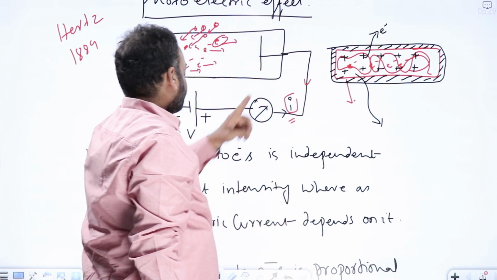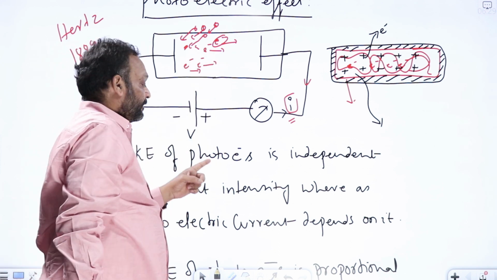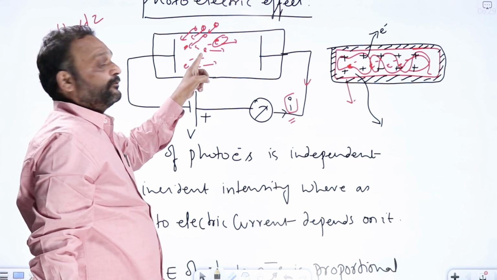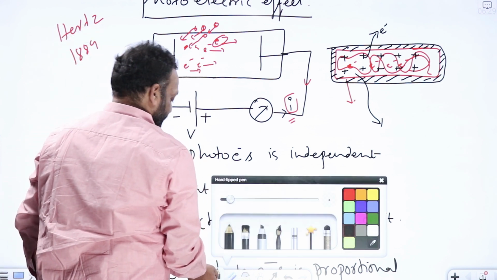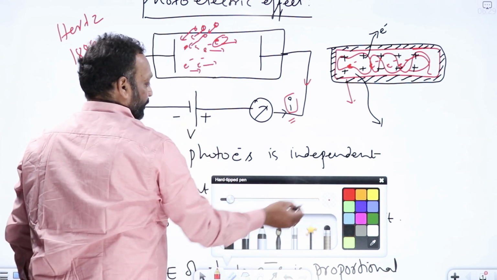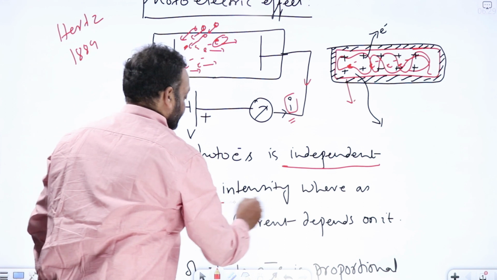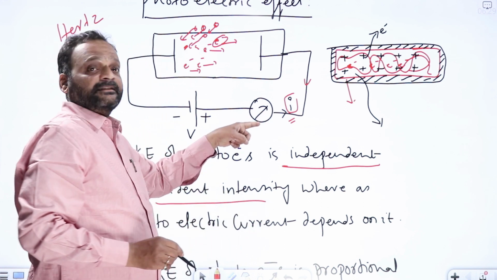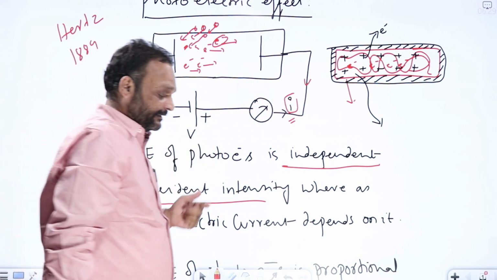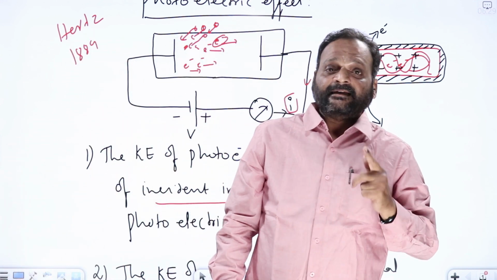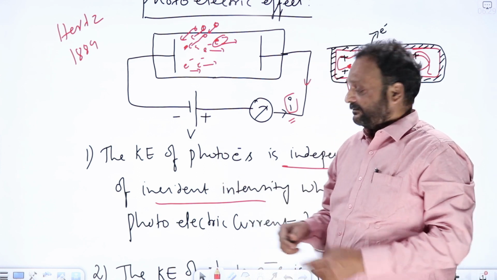According to classical wave theory, as the intensity of the incident light increases, the kinetic energy of the photoelectrons should increase. But what has been observed is that the kinetic energy of photoelectrons is independent of the incident intensity, whereas the photoelectric current depends on it. As you increase the intensity, the current increases. This aspect could not be explained by classical wave theory properly. Why is it happening like that? There is no answer in classical wave theory.